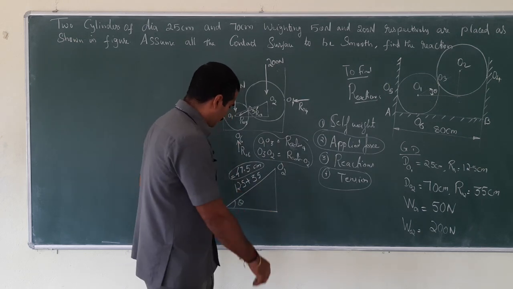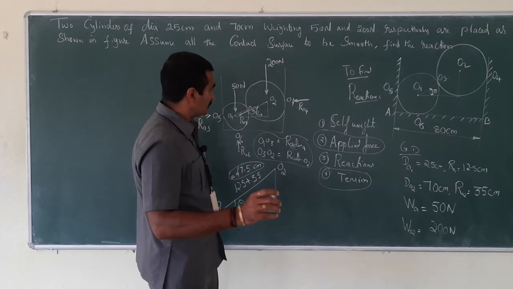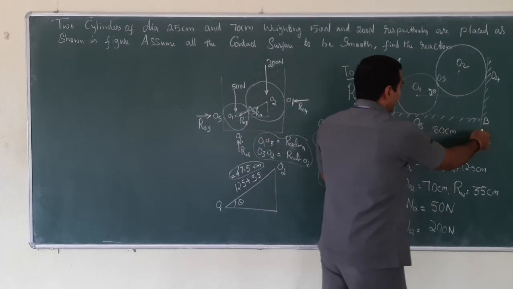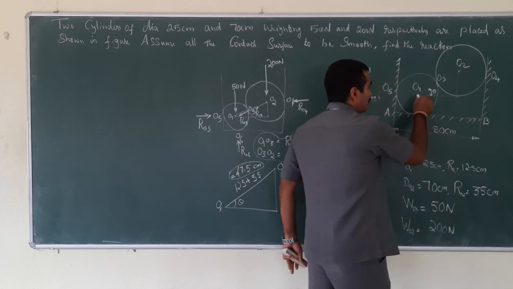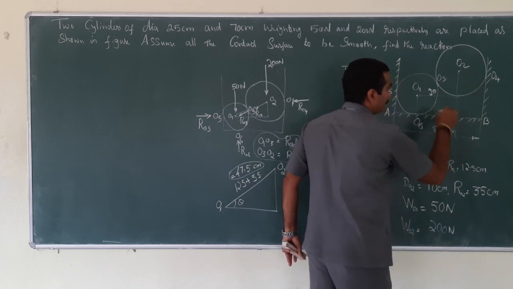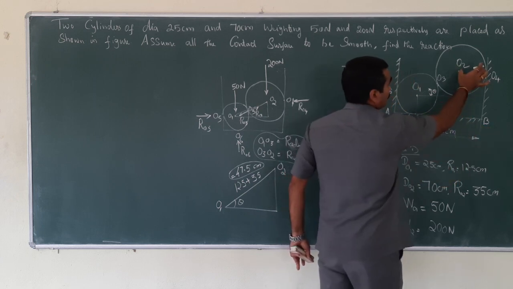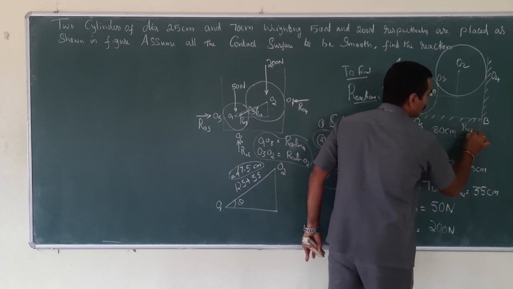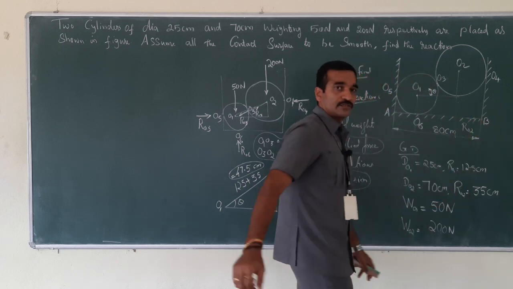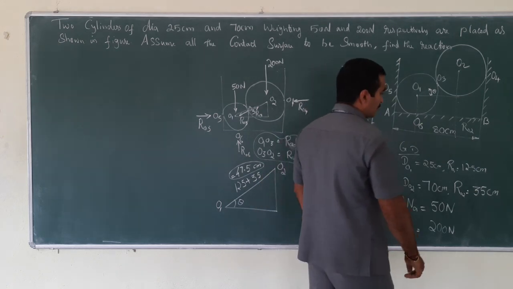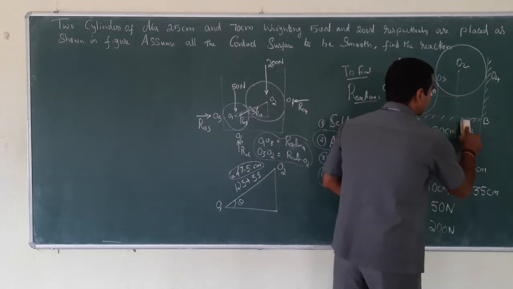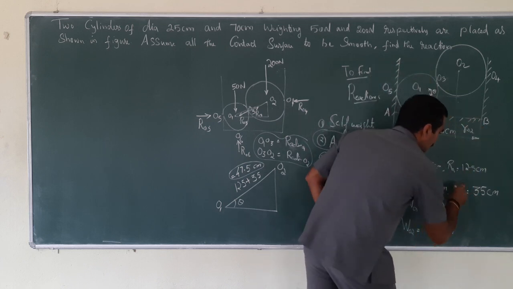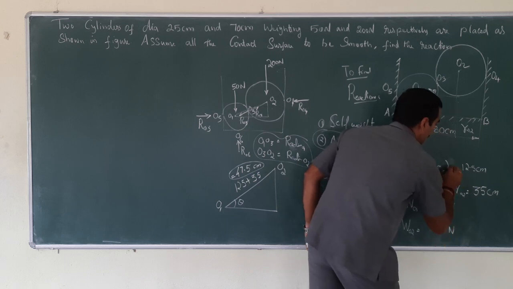And this can be found. Between O1 and this point can be found. Just observe carefully. If this entire distance is 80, you just extend this line. What would be this distance from O2? This is nothing but the radius of O2. That is the radius of this distance. Right? And let me just make this small r, because reaction we used to mention in capital R.